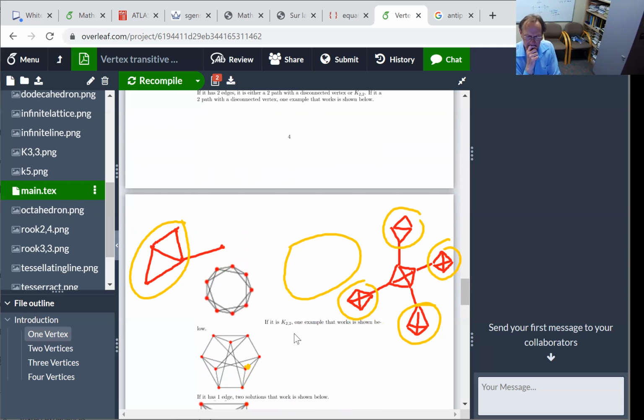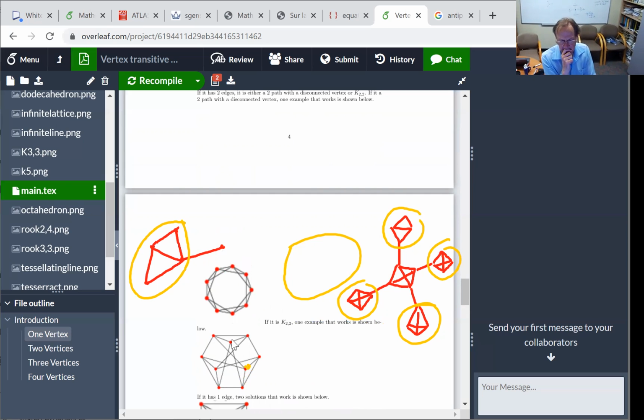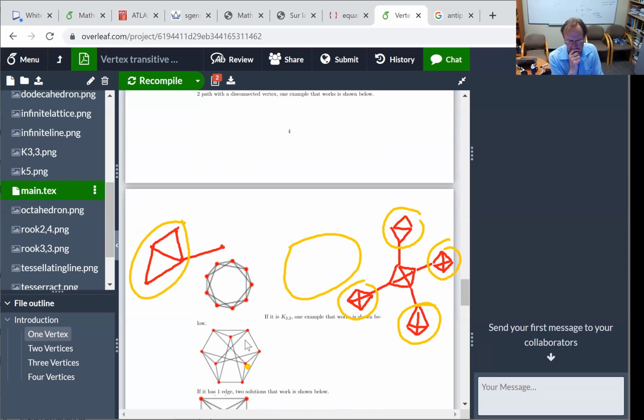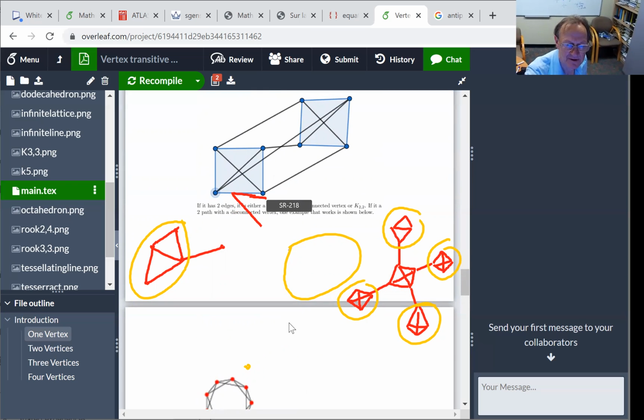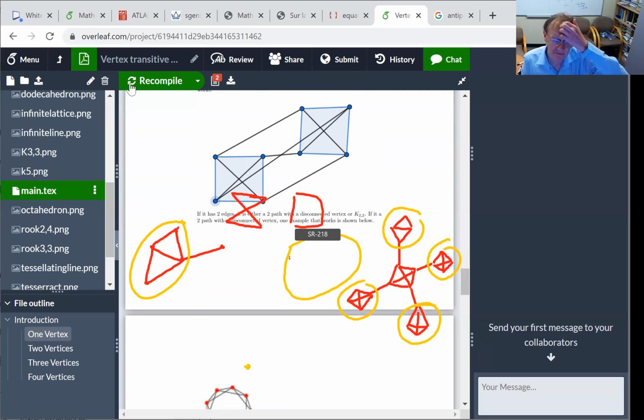So if it's a bipartite graph, I found this one that works. It's, okay, K22 is just two lines, I think. It's a square, isn't it? No, it's not a square, is it? Wait, yeah, K22, it's not square. Oh, it is a square. My bad. This is K22. You can straighten that out to a square, right? Yeah.